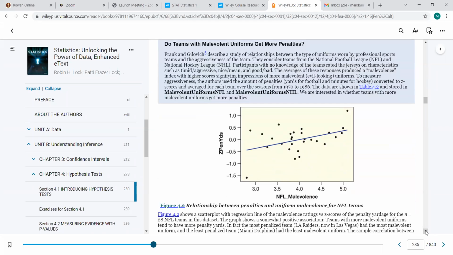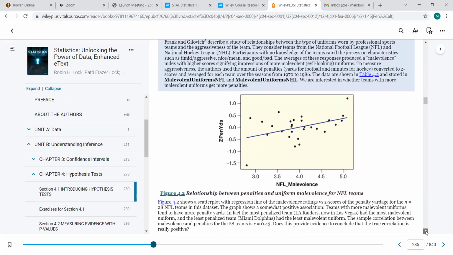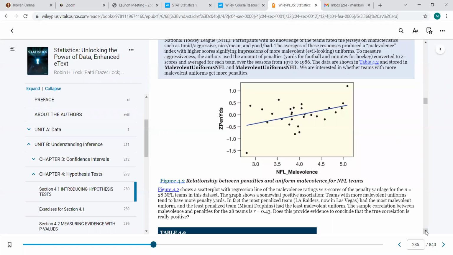Hypothesis tests are done on all sorts of parameters, not just means and proportions. You can have hypothesis tests on correlation coefficients, and on other things that you haven't even learned about yet. But in this course, we're going to strictly look at hypothesis tests for means and hypothesis tests for proportions. They show an example here for a correlation coefficient.